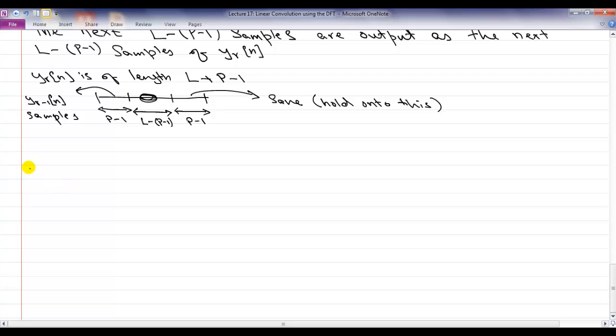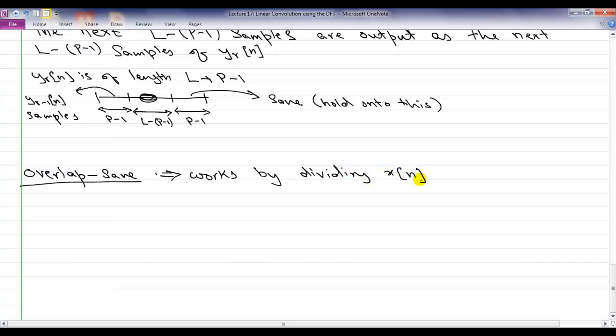Now, in addition to overlap add, there is another method called overlap save. Whereas overlap add works by dividing your signal into non-overlapping blocks, overlap save works by dividing x[n] into overlapping blocks.